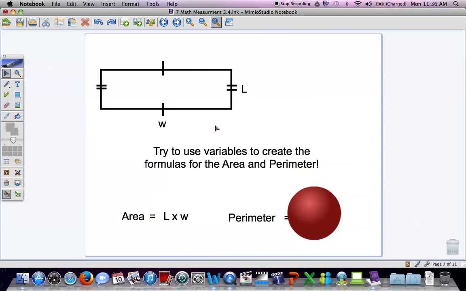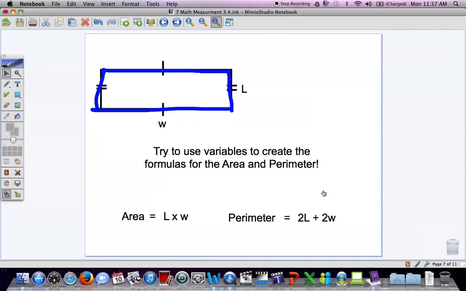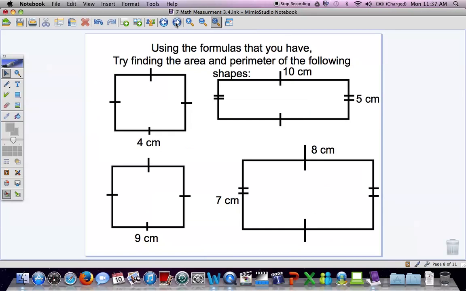Perimeter in this case is actually a little harder than area. Perimeter is, starting at a certain point, adding up the length of all the sides. As we go around, we've got one W, one L, another W, and another L. So how many W's and how many L's did you add together? 2 lengths and 2 W's. And that's how we calculate the perimeter of a rectangle.